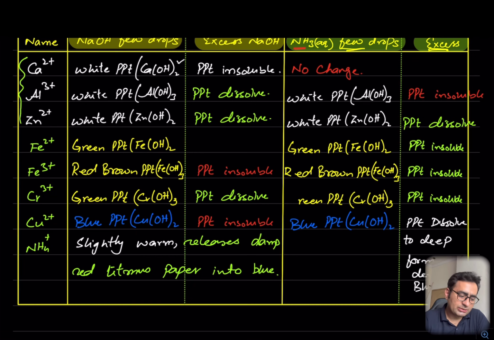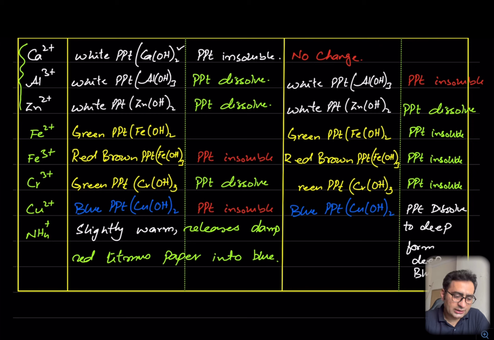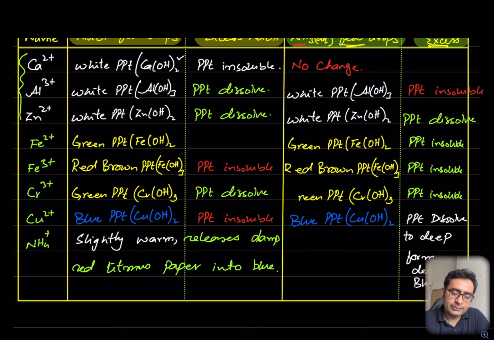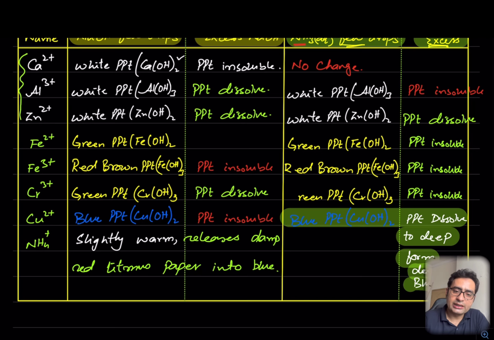But for the transition metals, we can differentiate easily. For iron 2 and iron 3, same color and no PPT dissolves. Chromium 3 gives a precipitate, and in excess aqueous ammonia, PPT does not dissolve. There is only one transition metal that gets dissolved in aqueous ammonia, that is copper. Blue PPT will dissolve to form a deep blue solution. So this was about the test for cations.